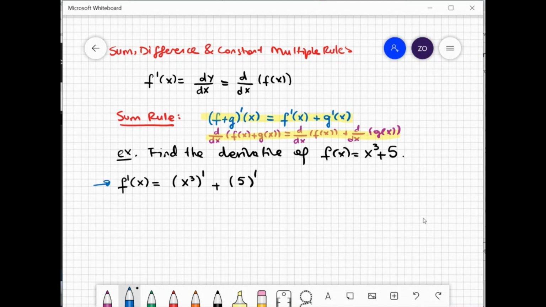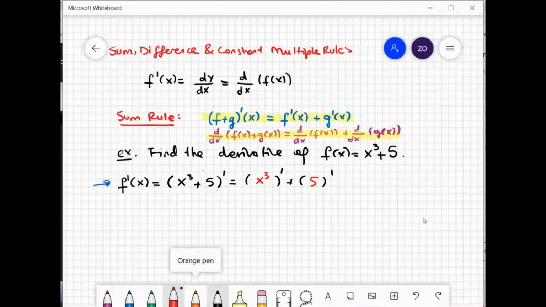So here I just use the first notation. The derivative of this function is: take the derivative of x cubed, take the derivative of 5, and add them. Okay, let me show it in steps. So this is the function, and taking its derivative means just take the derivatives separately and add them. Okay, so that's what the rule tells us. You can separate the function into two, find the derivatives and add them.